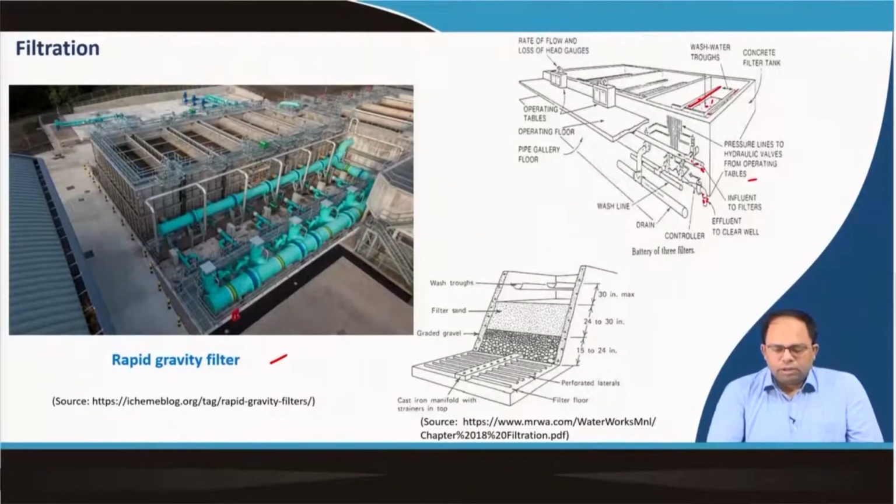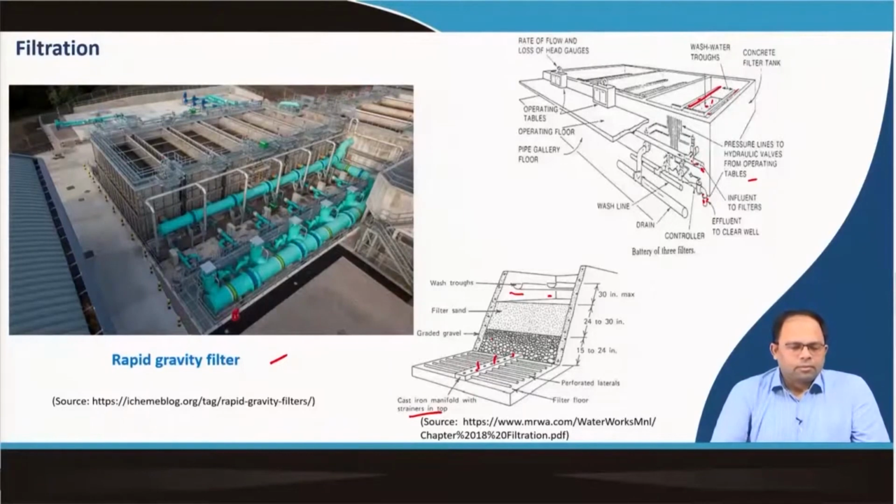This actually shows you the kind of layers. That means, this is the graded gravel. This is the lower part from where there is this cast iron manifold with strainers in the tops to allow entry of water, and these are the perforated laterals through which water is taken out from below. And these are the wash troughs at the top, and this is the filter sand. So, this is more or less a section of this rapid gravity filter.